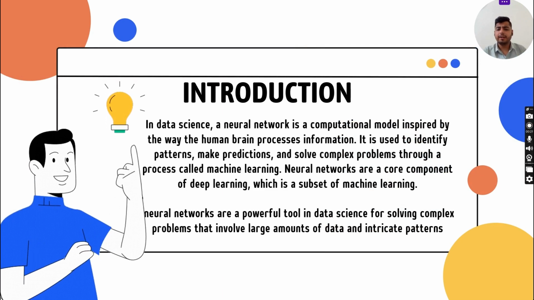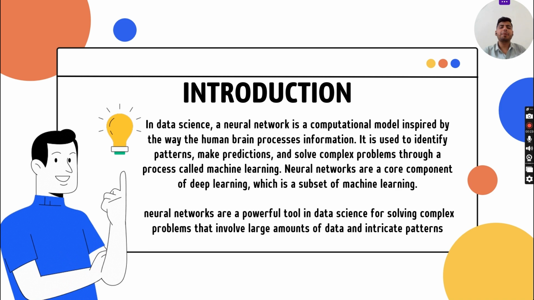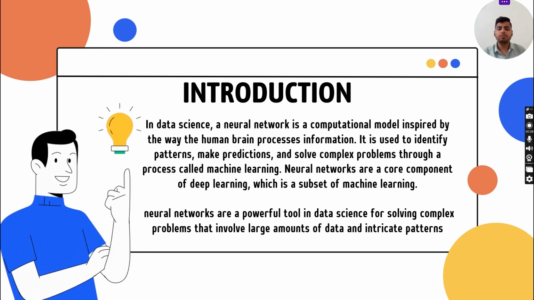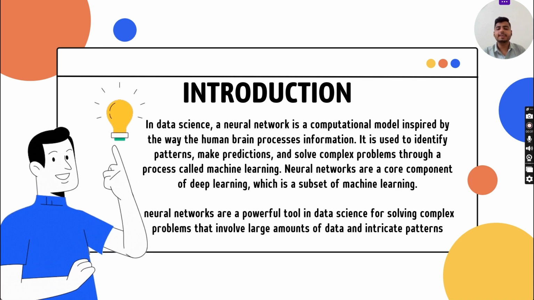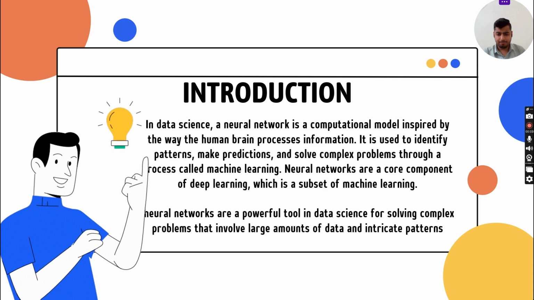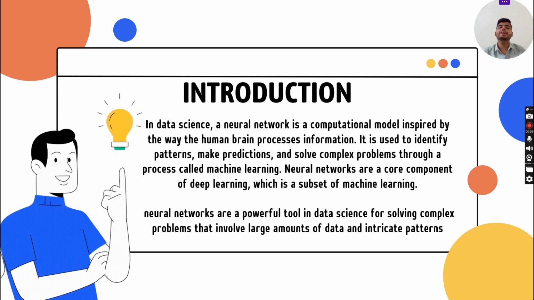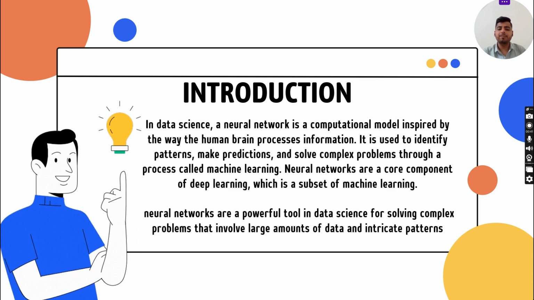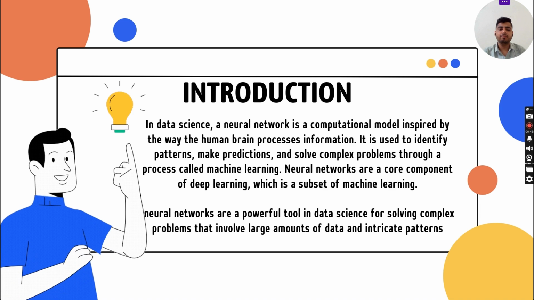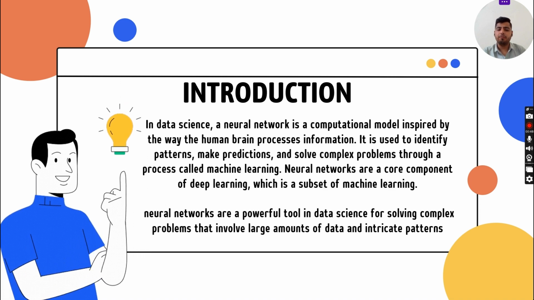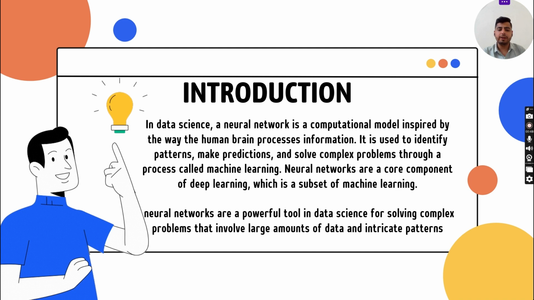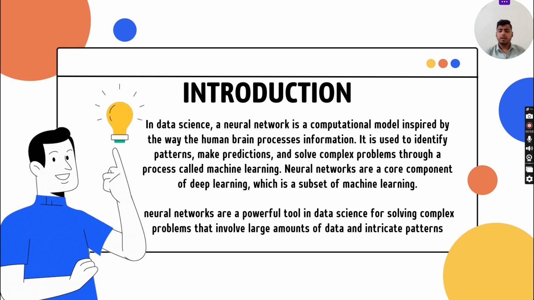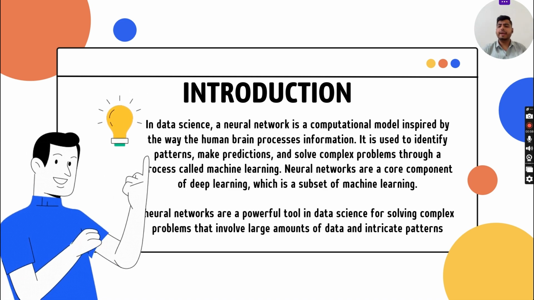So, firstly, introduction. In data science, a neural network is a computational model inspired by the way the human brain processes information. It is used to identify patterns, make predictions, and solve complex problems through a process called machine learning. Neural networks are a core component of deep learning, which is a subset of machine learning. Neural networks are a powerful tool in data science for solving complex problems that involve large amounts of data and intricate patterns.